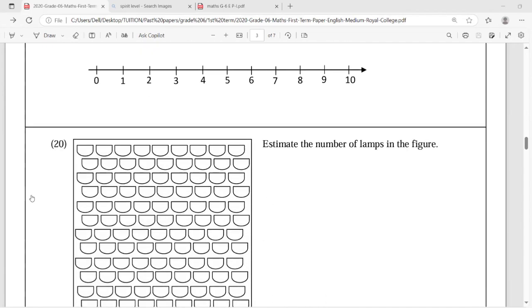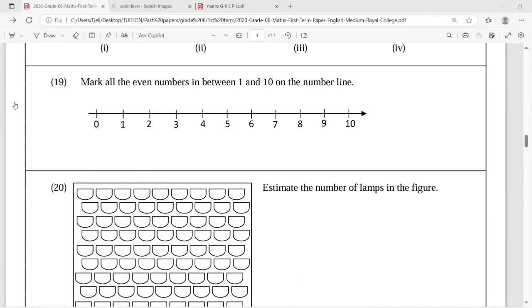And let's go with the next one. Here you have another number line. Mark all the even numbers in between 1 and 10. So here between 1 and 10, you have to mark all the even numbers. If you mark on the number line, you have to do it like this. 2 is even, and 4 is also even, 6 is even, 8 is even. So you cannot take 10 because here you have to take in between 1 and 10, right? Therefore, you cannot take 10.